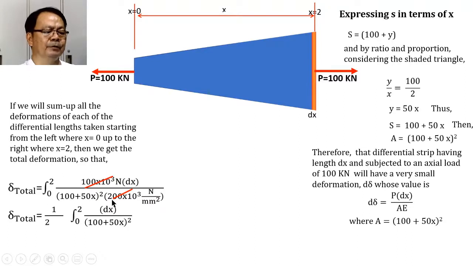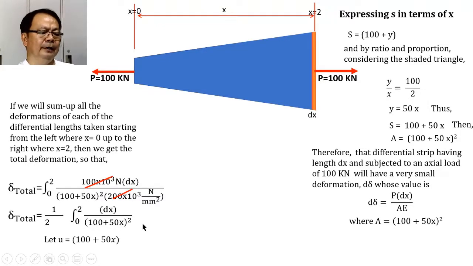And therefore this becomes 1 half times the integral of dx divided by 100 plus 50 times x quantity squared. So, pansamantala ay stop muna tayo dito. Pag-aralan muna natin how are we going to integrate this part. So, kung babalikan natin yung ating knowledge sa integration, if we will let this denominator be our u.